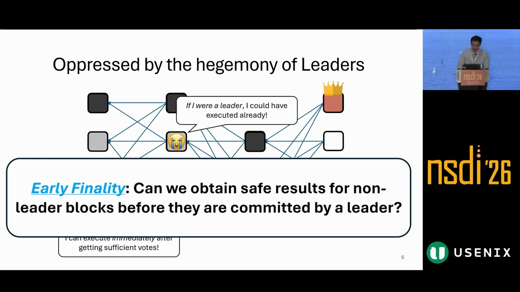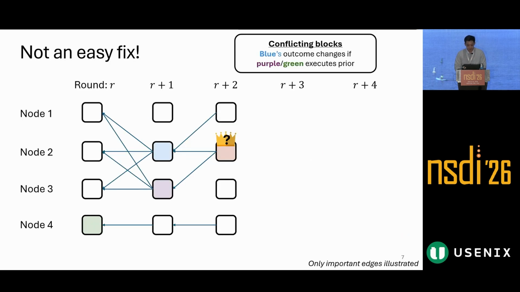Therefore, we ask ourselves, is it possible to obtain safe results for our transactions within a non-leader block before a leader commits them? This is what we dub early finality, and the central goal of Lemonshark. Unfortunately, as is, evaluating a non-leader block's outcome before commitment is generally not possible. I will present the intuition here; however, full proofs can be found in the paper.